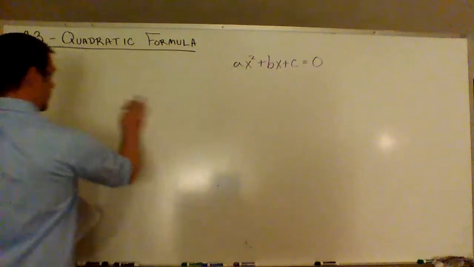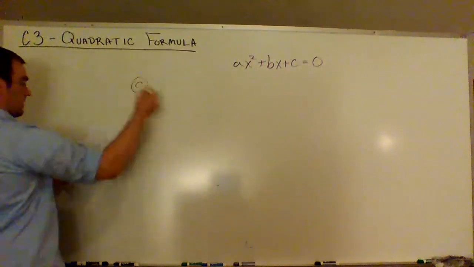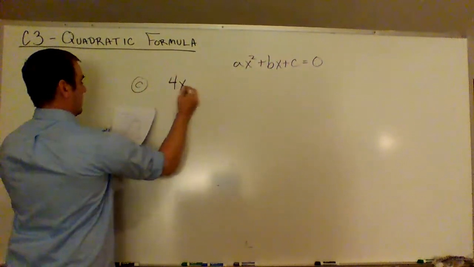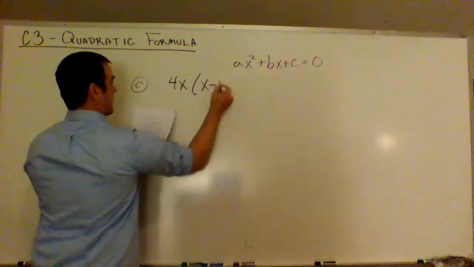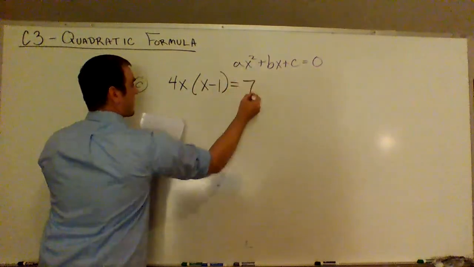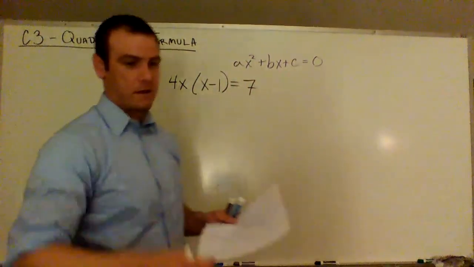All right, let's move on to C then. Oh man, I didn't do a very good job, I guess. C is going to be 4x times x minus 1 equals 7. Lucky number 11.